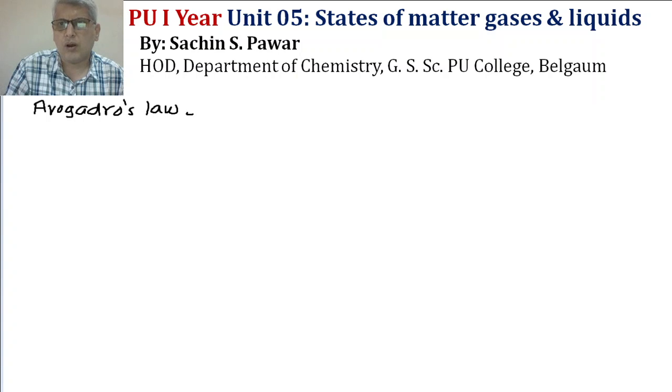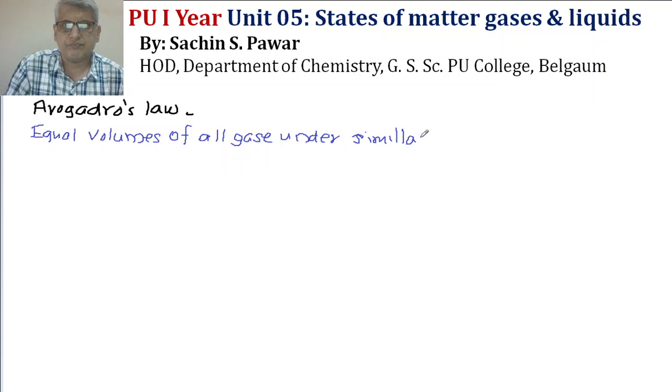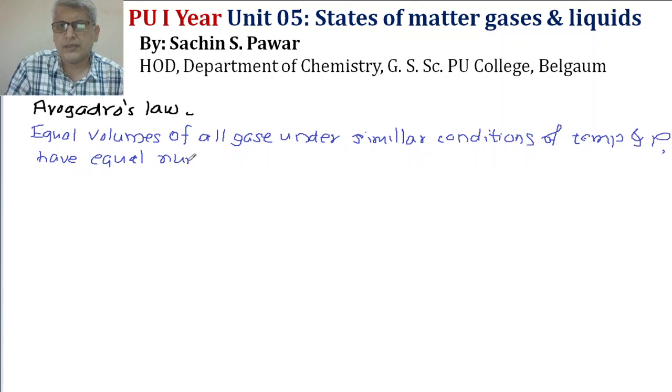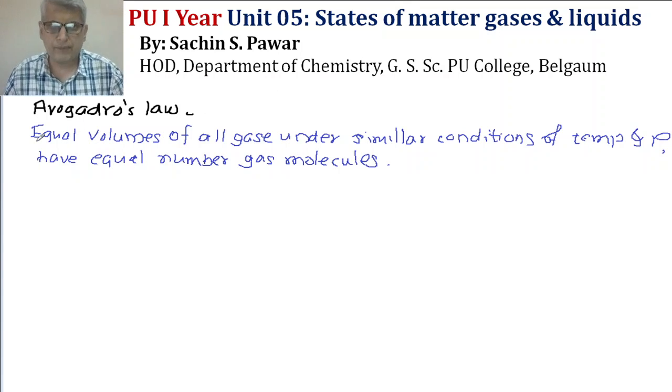Avogadro's law. When I go for a statement of Avogadro's law, it comes like this: equal volumes of all gases under similar conditions of temperature and pressure have equal number of gas molecules. This is the statement: equal volume of all gases under similar conditions of temperature and pressure have, or contain, equal number of gas molecules.